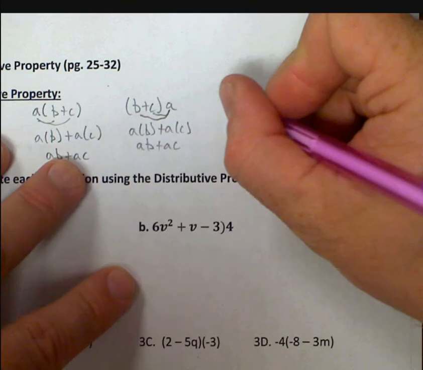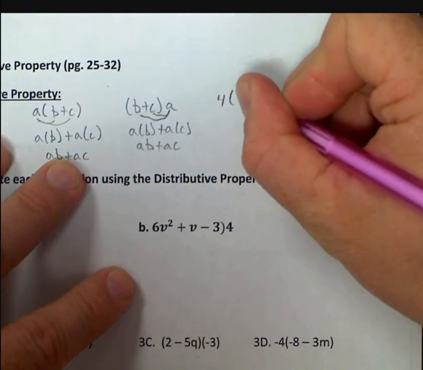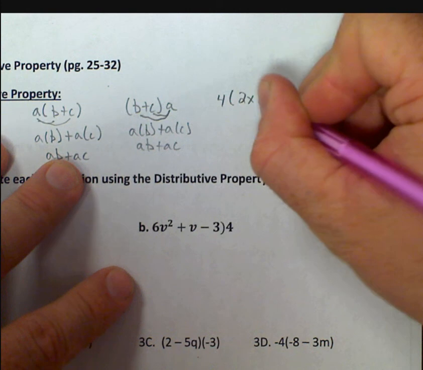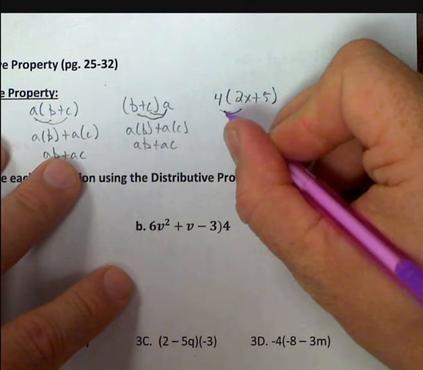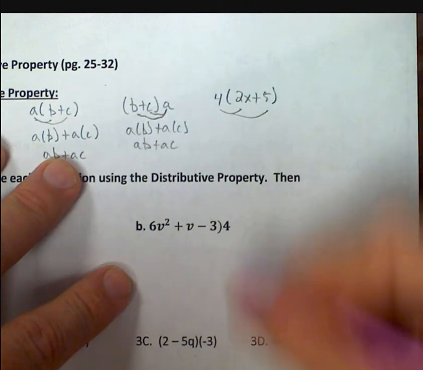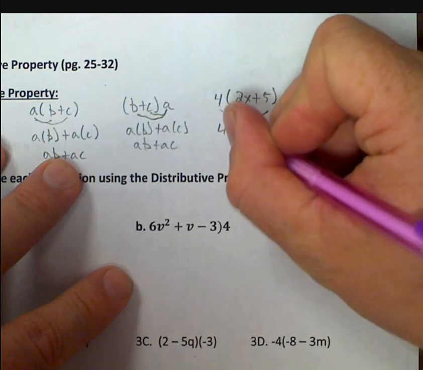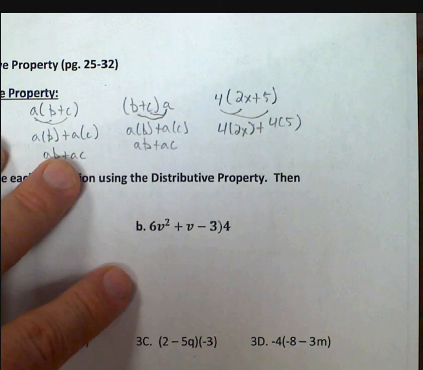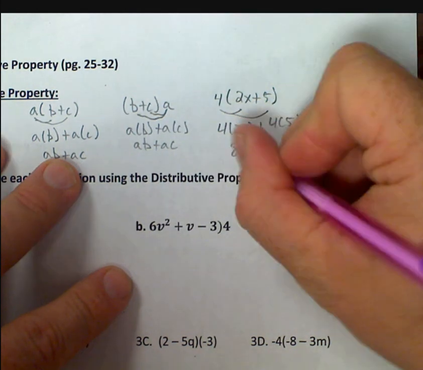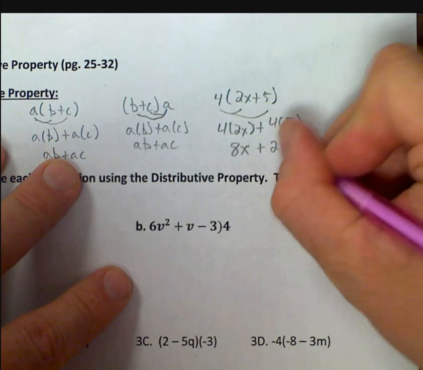An example, let's say 4 parentheses 2x plus 5. I would go ahead and I would distribute. I would get 4 times 2x plus 4 times 5. That would give me 8x plus 20.